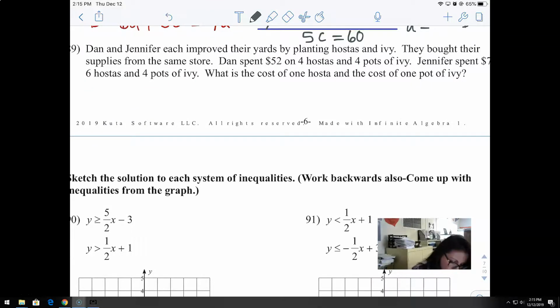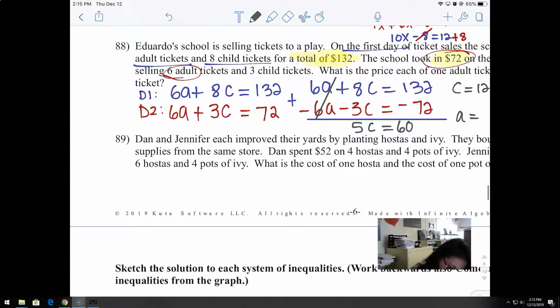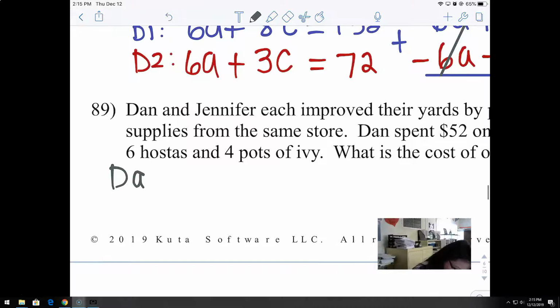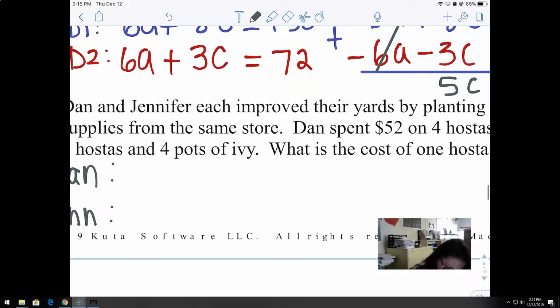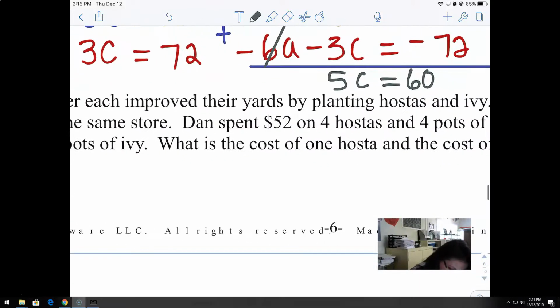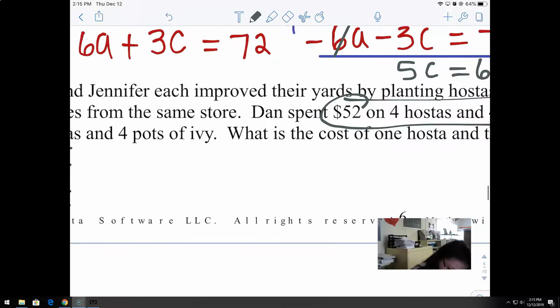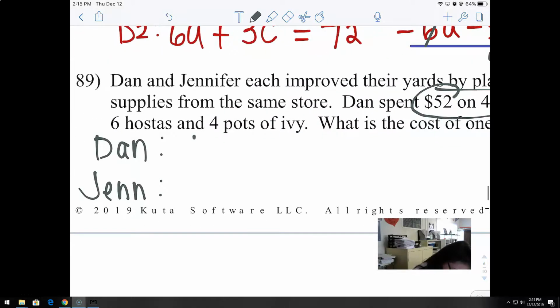So again, the way I would set it up, much like the previous one, is talk about what Dan spent and then what Jen spent. So Dan, they bought their plants at the same store. Dan spent $52 for 4H and 4P. We're going to say 4H plus 4P equals 52.